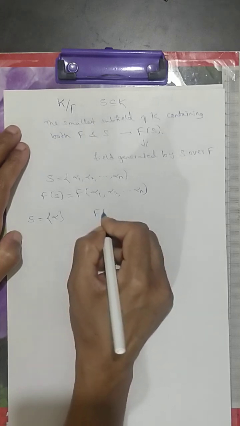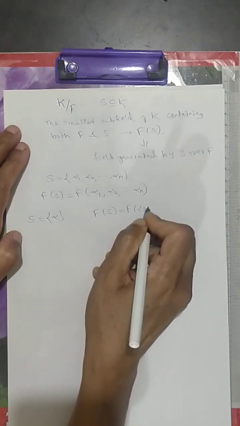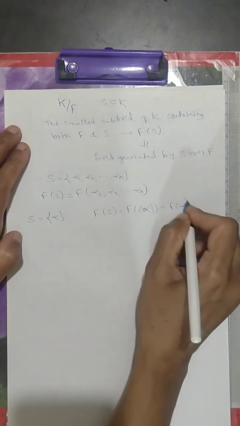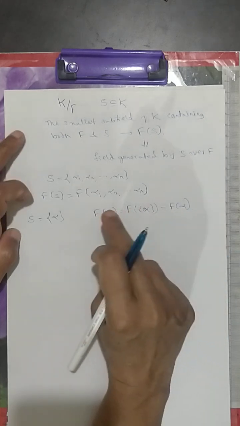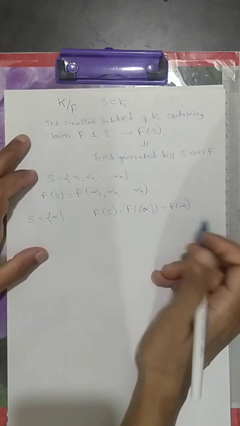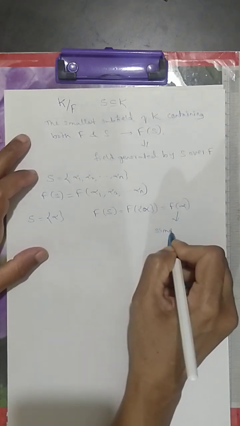Now if this subset S of K has only one element, say alpha, then what is this F(S)? It is F of the singleton set alpha, right? So it's denoted by F(alpha), and this is the smallest field containing the field F and the element alpha. Okay, and this field F(alpha) is called a simple field.